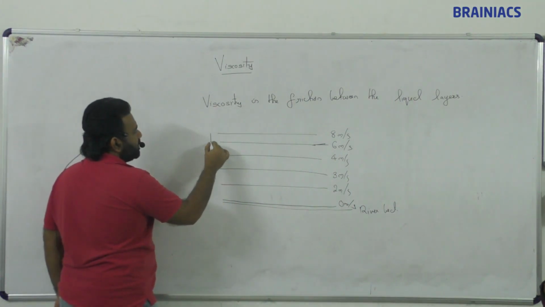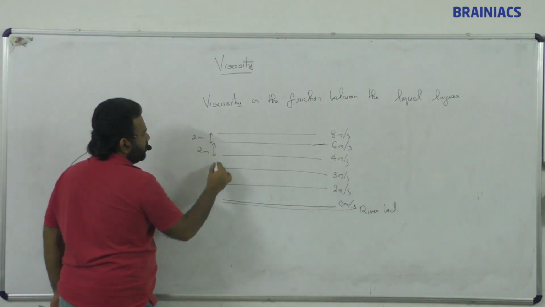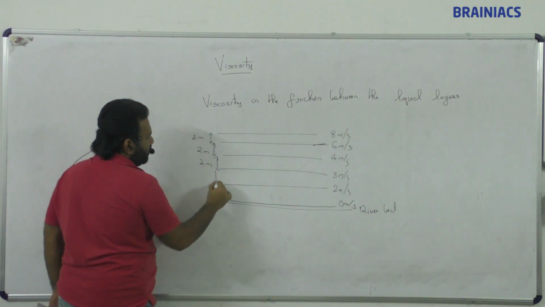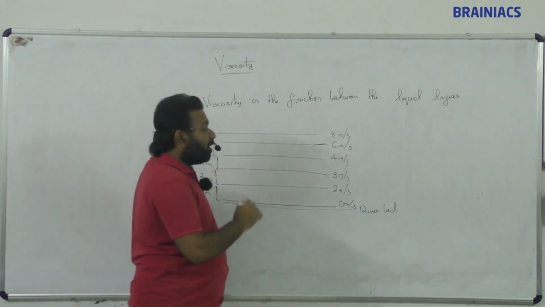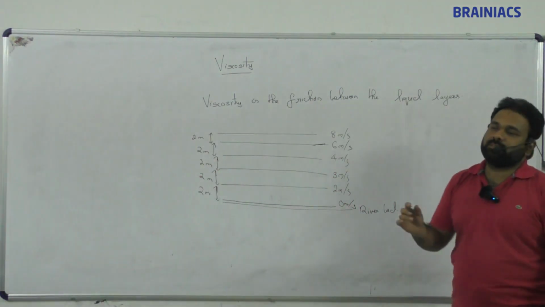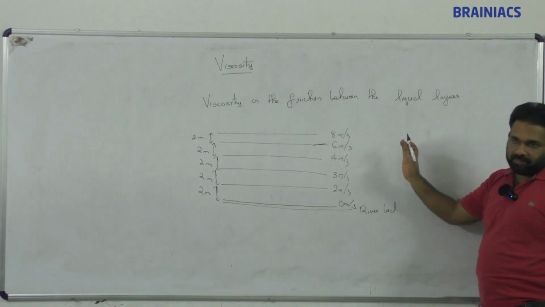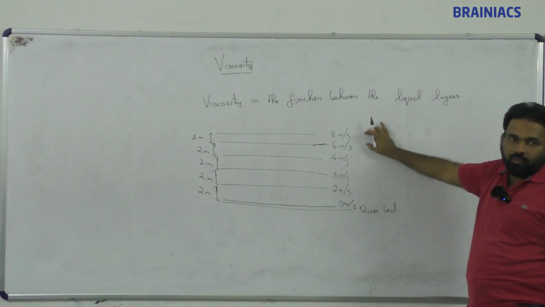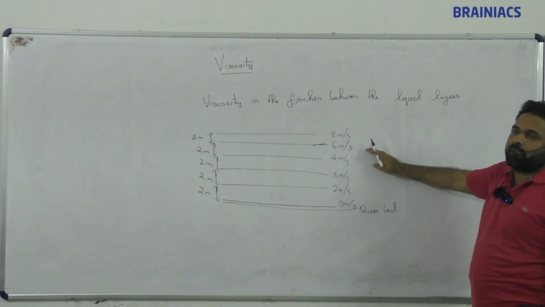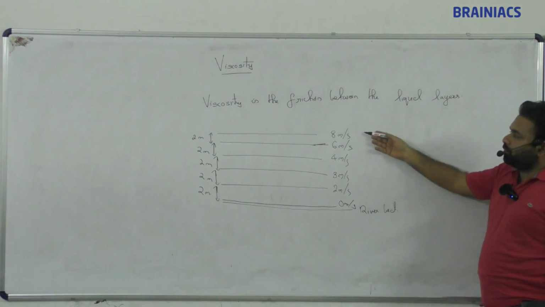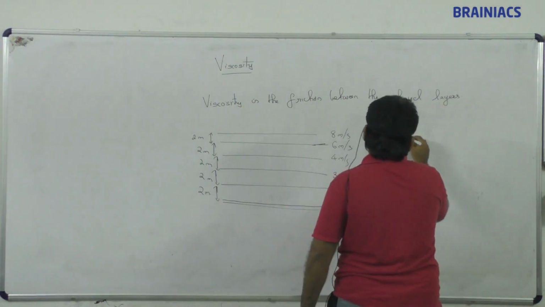Now suppose this distance is 2 meter, this distance is 2 meter. Likewise, if we separate them, velocity gradient means the change in velocity with respect to distance. This need not be uniform like this: 8, next layer will be 6. No, it need not be like that. It can be in different numbers. This could be 8, this can be 5, likewise different numbers. So this is called a velocity gradient.